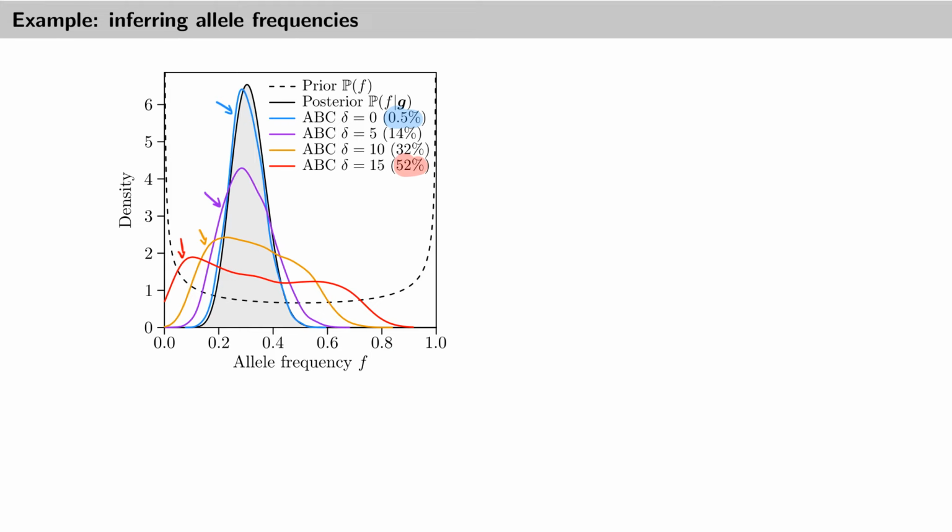Again, looking at the extreme case of delta equals 15, the obtained posterior distribution suggests that allele frequencies larger than 0.6 and smaller than 0.1 might also be valid estimates. This contradicts the analytical posterior distribution. That implies that allele frequencies larger than 0.6 and smaller than 0.1 are no valid estimates. In fact, it seems that the observed data is incompatible with those allele frequencies. Let's next see whether we can correct for the broadness of these posteriors obtained with large tolerances by using ABC-GLM.